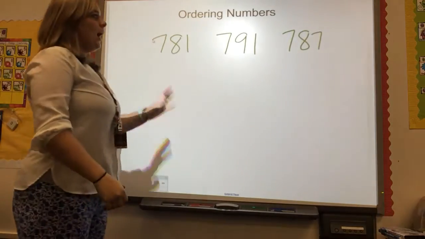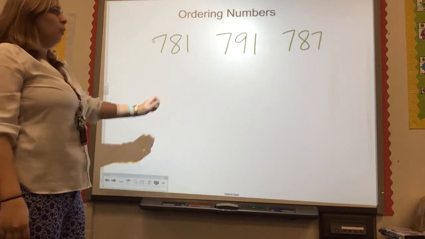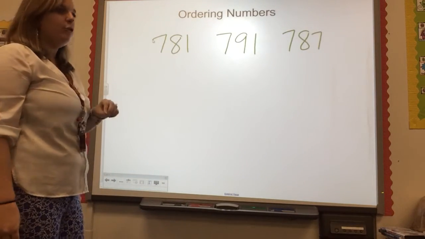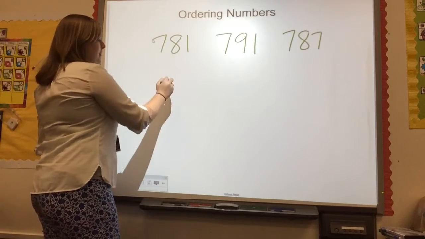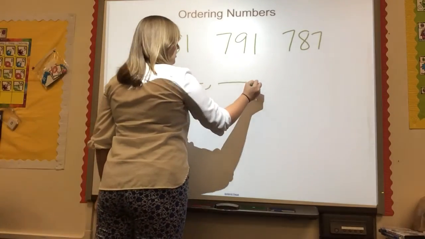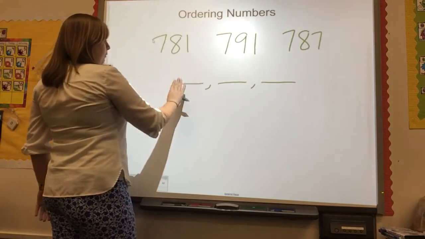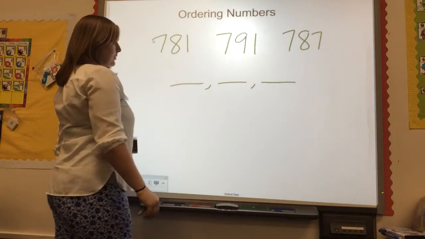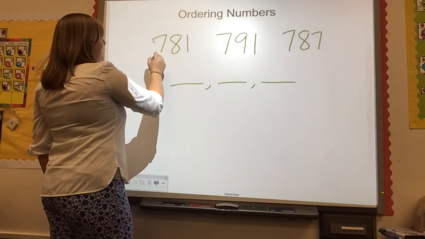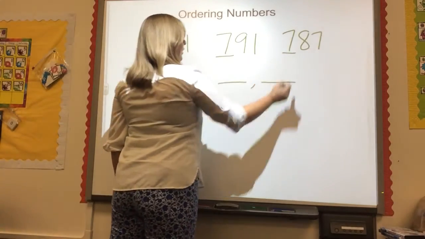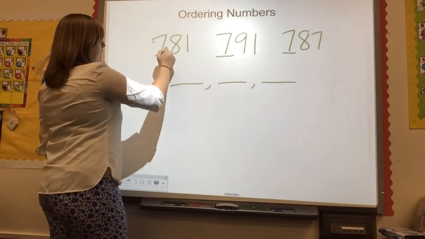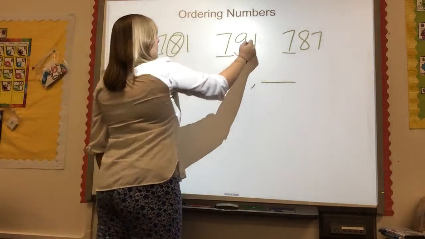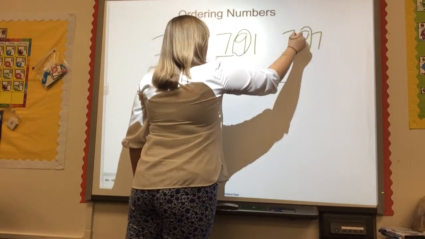All right, I want to put these 3 numbers in order from least to greatest. Least means smallest, greatest means biggest. So I'm going from my smallest to my biggest. I'm going to skip past my hundreds place because I have a 7 in all of them. Now I have an 8 here, a 9 here, and an 8 here.